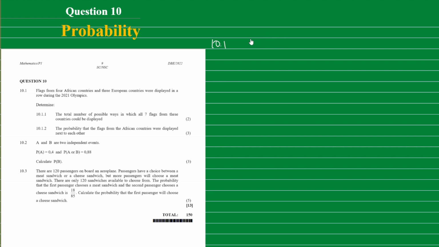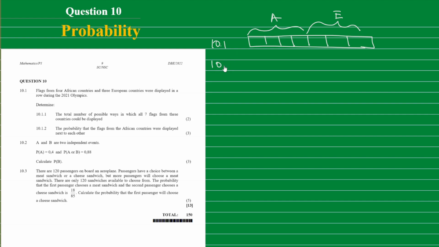I always put it like this. So we have got 7 countries here, so we're going to put 7 blocks. 1, 2, 3, 4. These are African countries. And then we've got 1, 2, 3. These are European countries. So A for African, E for European. So now, in this case, we are required to find the total number of possible ways in which all the 7 flags will be displayed.